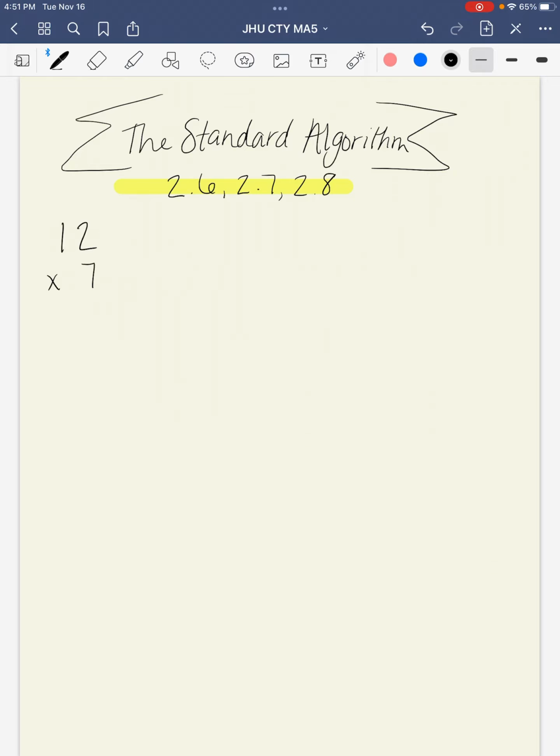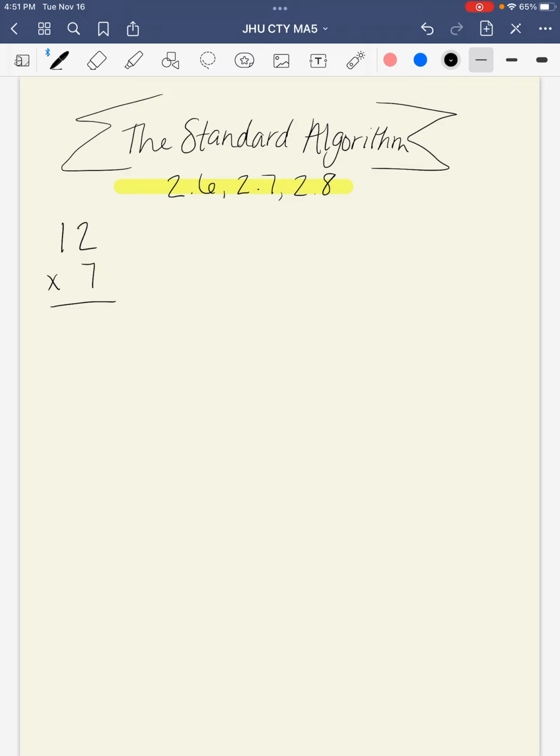We already know the answer to this problem is 84 if you have those multiplication tables memorized, but let's use the algorithm to break this one down. That way we can check our work. So the standard algorithm says first you line up your numbers by place value. So my 2 is in the ones place, my 7 is in the ones place. I don't have a tens place that comes with the 7, but my 1 is in the tens place. So all my digits are lined up.